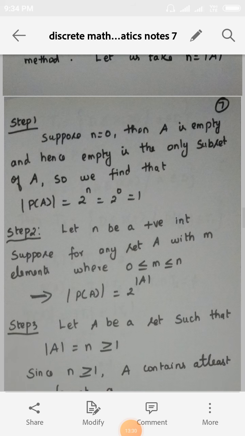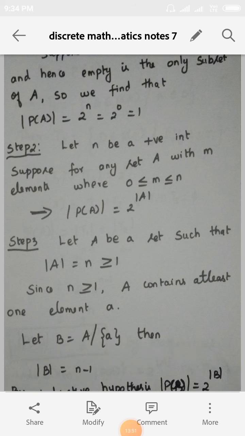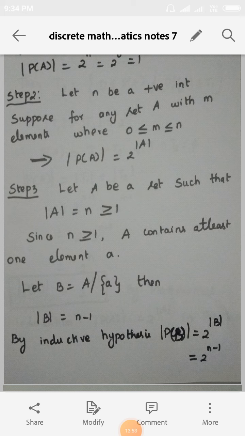And step 2, you have to consider n to be a positive integer. Let us take first step n is equal to 0, and the second step, we take n to be some positive integer, that is n is equal to m, that is 0 less than or equal to m less than or equal to n. Therefore, this implies modulus of P of A is equal to 2 power mod A. Third step, let A be a set such that modulus of A is equal to n, where n is greater than or equal to 1. That is, capital A contains one element, small a.